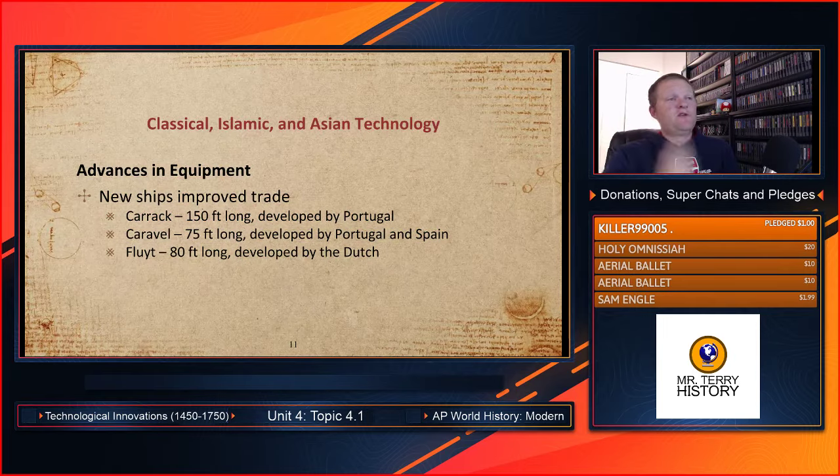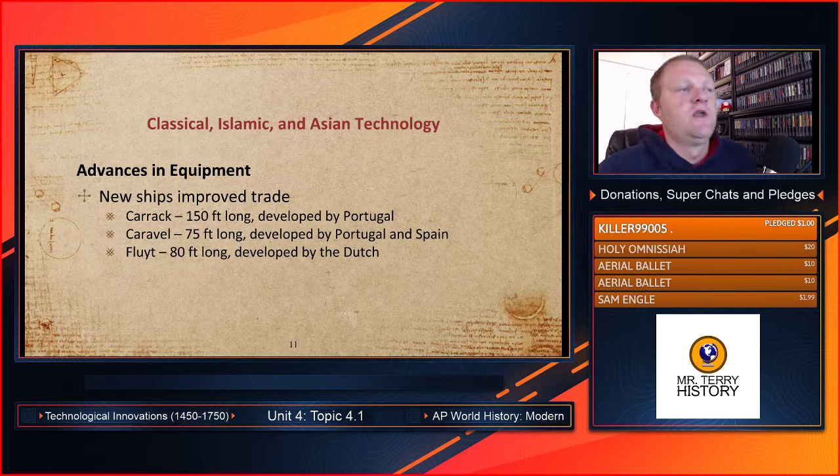Okay. Other new equipment was new ships. You started to see larger, safer ships coming out. Three examples: one's the Carrack, which was a very large one, 150 feet long, developed by Portugal. The most famous and, I think, widely used one was the Caravel, which was 75 feet long, developed by both the Portuguese and the Spanish.